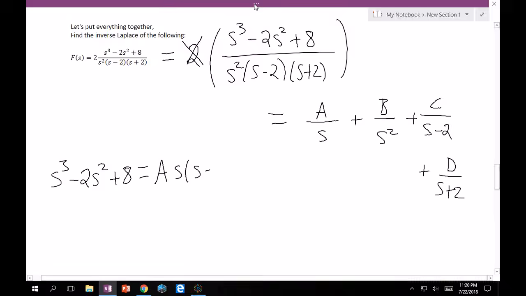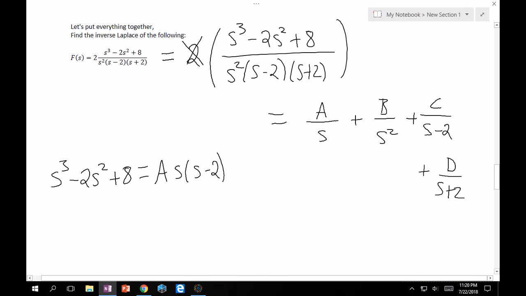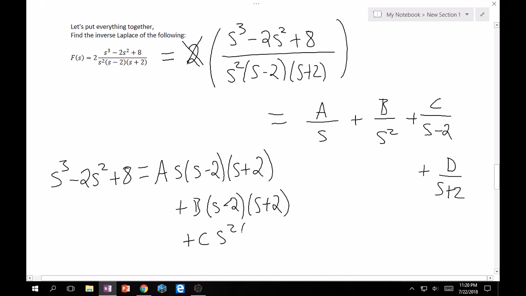Yeah, I don't want it to look that weird. Okay, s minus 2 and then s plus 2, right? We're going to have plus b. Since we're multiplying by s squared, there's not going to be an s. There's going to be an s minus 2, however, and an s plus 2. C, we're going to have a plus c, and we're going to have s squared and just an s plus 2. And then we're going to have a plus d times s squared times s minus 2. Okay, sounds good to me.